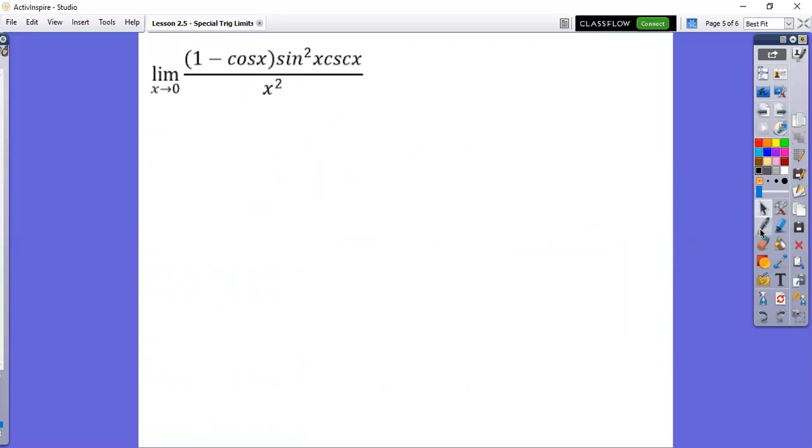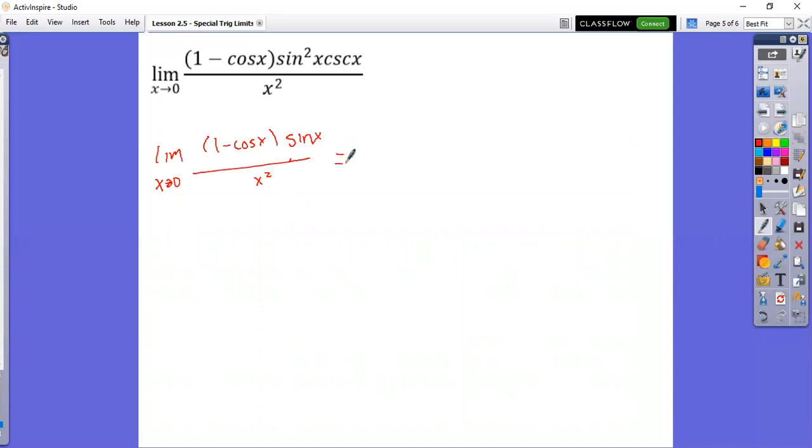So we're going to do one last trig limit. We're going to find the limit of this. This is an example of something that looks complicated, but when you actually try to do it, is fairly straightforward. The first thing I want to do is notice this says cosecant of x. Cosecant of x is the same thing as 1 over sine of x. So with this sine squared of x, I have sine squared of x divided by sine of x. So this is really just the limit as x approaches 0 of 1 minus cosine of x times sine of x over x squared.